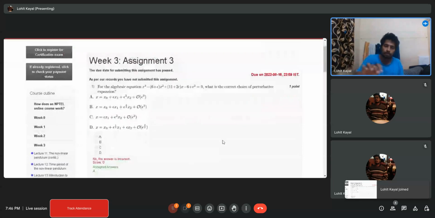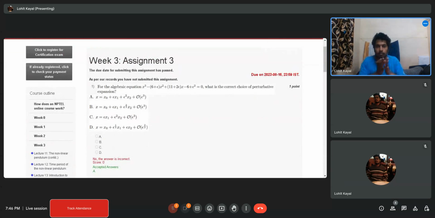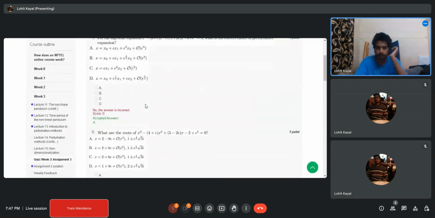Okay, so you see the first question. What will be the correct choice of the perturbation expansion? So it is just like the last example. So the correct answer, you can easily see, will be option A. It will be x naught plus epsilon x1 plus epsilon squared x2. So you have to expand it in this way. So this is the very trivial answer.